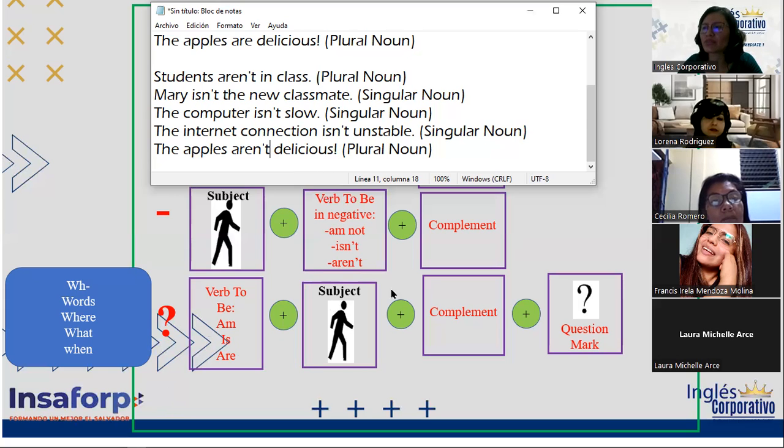And then we have the questions. Y decíamos que acá tenemos dos formas, ¿verdad? De hacer las preguntas. Teníamos yes, no questions and information questions. La clave para saber, ¿verdad?, que decíamos que las yes, no questions comienzan directamente con verb to be. ¿Ok? Empiezan directamente con verb to be y no voy a agregar nada más que eso.